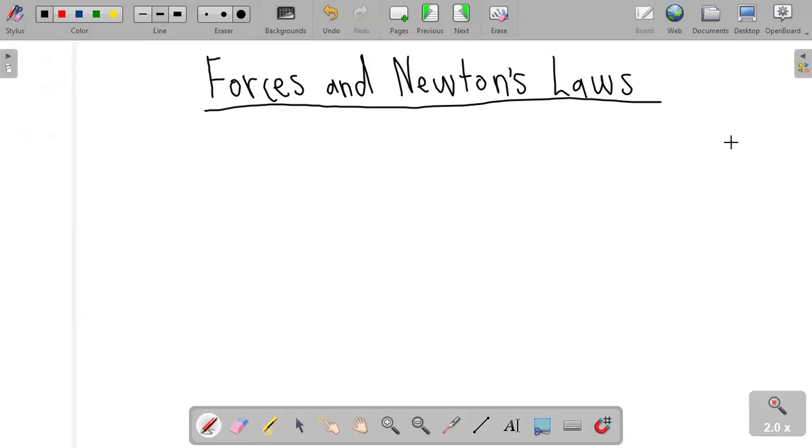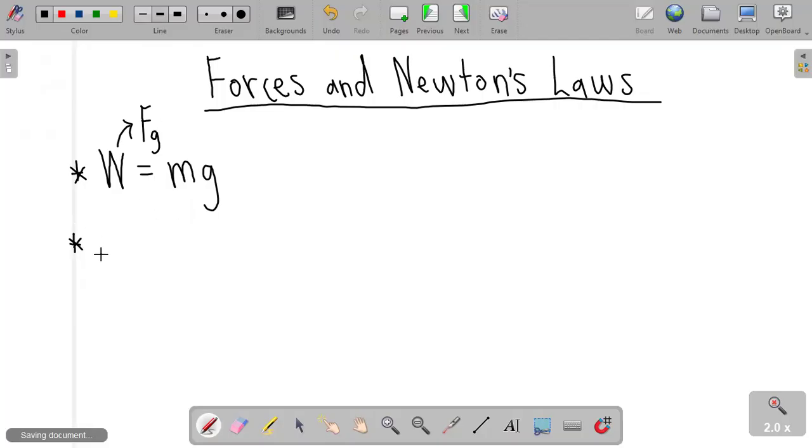Let me write down a list of formulas. We have the weight, which is equal to mg, so it's mass multiplied by the gravitational acceleration. Here you can say weight, or you can say Fg, force of gravity.